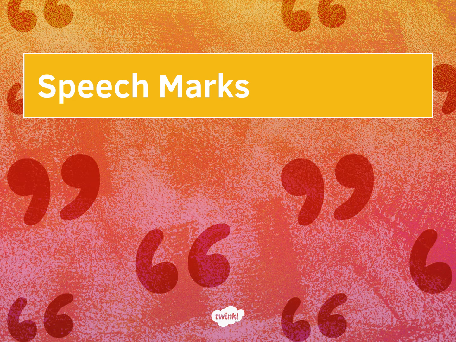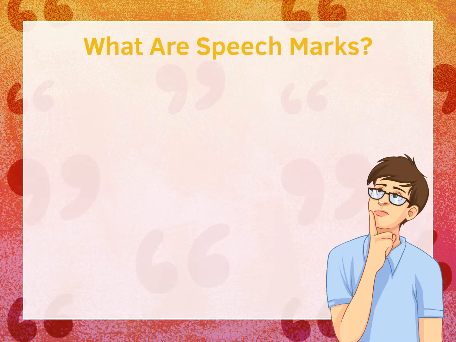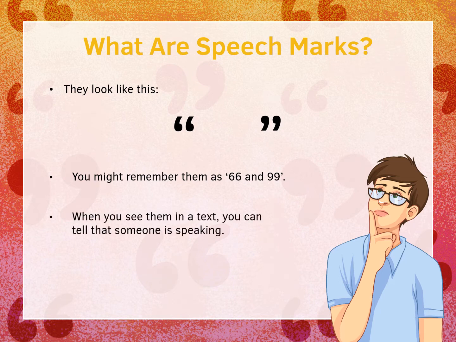Good morning, everybody. Here's a quick reminder on how to use speech marks when you write your story, and hopefully include some direct speech in it. So, what are speech marks? They look like this. You might remember them being called 66 and 99 because they look like those numbers. When you see them in text, you can tell that somebody is speaking.